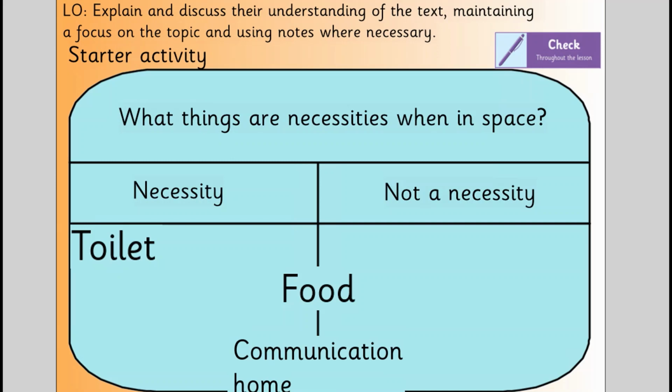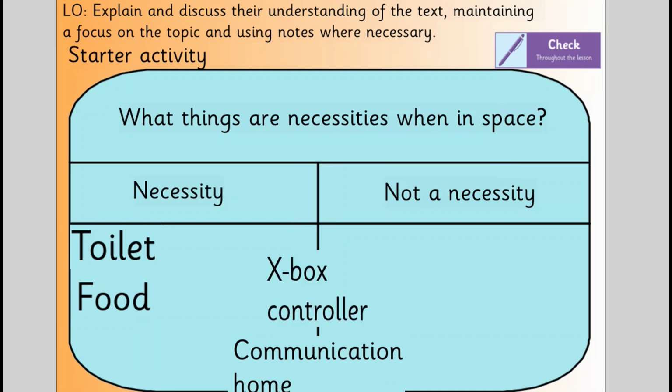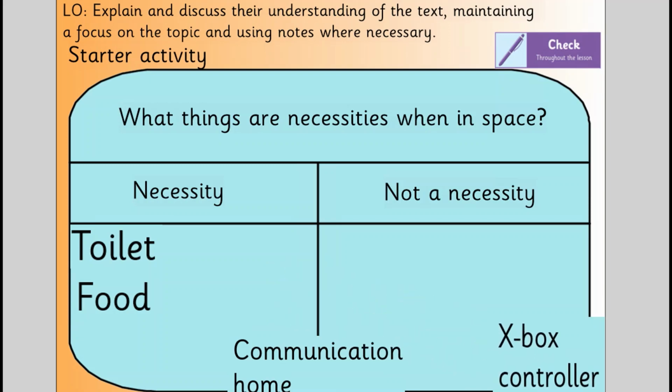Food. Do you think it's a necessity or not a necessity? I hope we're all in agreement here that food is definitely a necessity in life, let alone in space. Now we've got an Xbox controller. Is that a necessity or not a necessity? An Xbox controller is not a necessity when you're in space. Yes, you might need some form of entertainment, but again, it is not a necessity. Flowers, is that a necessity or not a necessity? Flowers is not a necessity. We don't need flowers when we're in space.